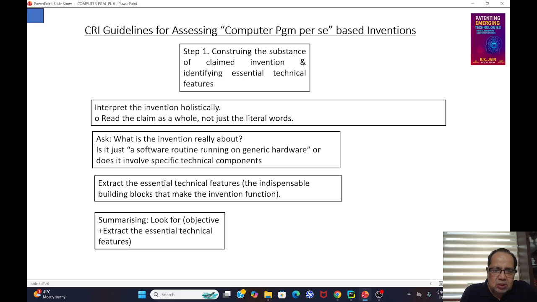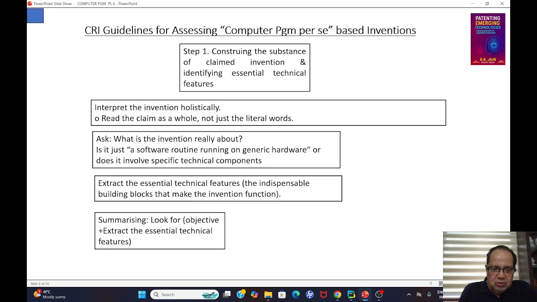We ask, what is the invention really about? Is it really a software routine running on some generic hardware, or is it really pointing to some technical effect, in the sense that it is resulting in some technical output, a tangible technical output? And then once you have worked out the substance of the claimed invention, you break that claim into its essential features, the indispensable building blocks that make the invention function. So, under step 1, you look for the objective which is being targeted and extract the essential technical features.